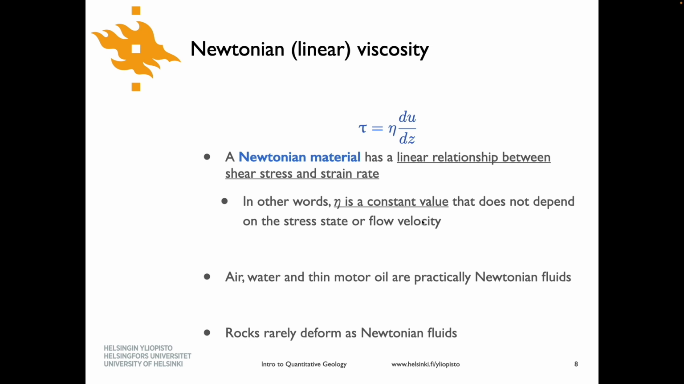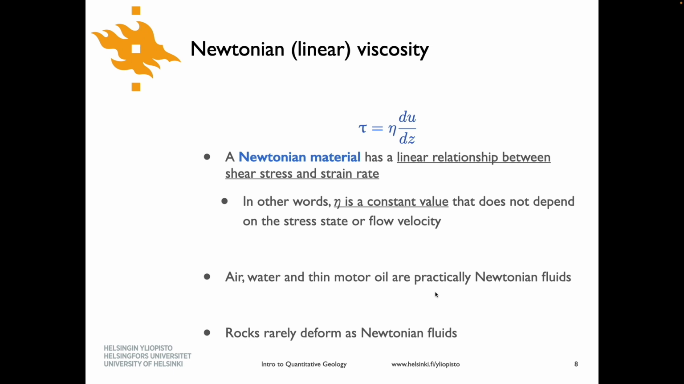So we can talk about viscosity in a couple different ways. One is that we have a fluid that is having a Newtonian or linear viscosity, which means that the relationship between stress and the viscosity is linear. So there's no power law or exponent between these two things here. In essence, that means that the viscosity has a constant value, which doesn't depend on the state of stress or the flow velocity. In terms of fluids, air, water, and thin motor oil are practically Newtonian fluids.